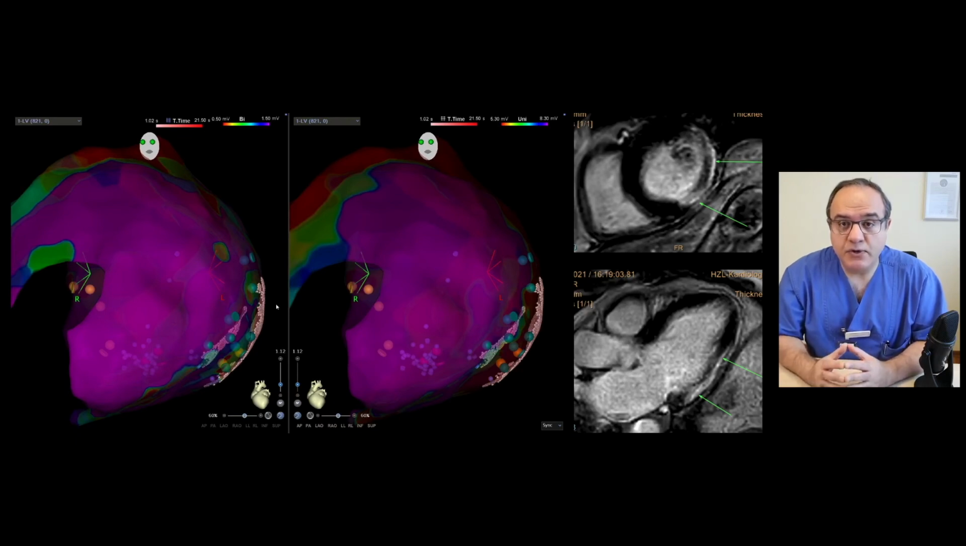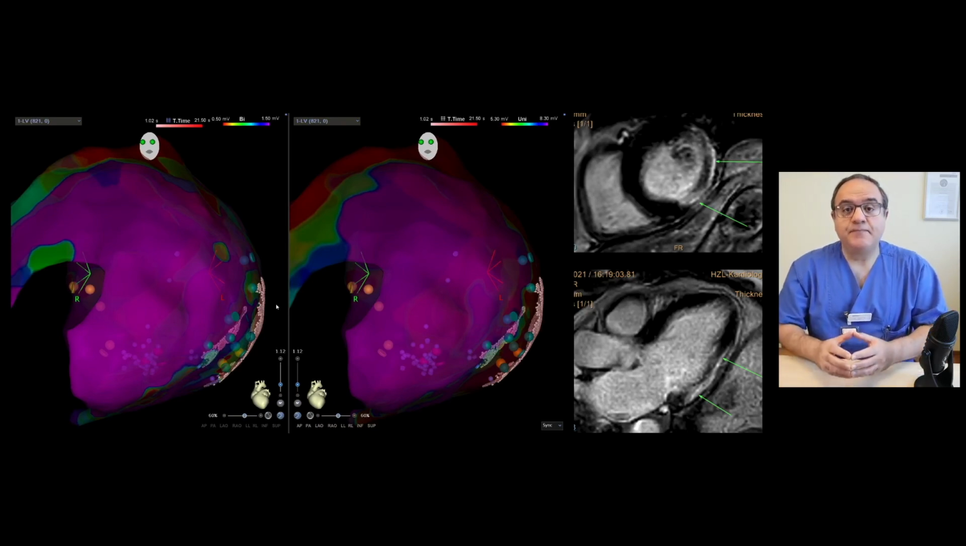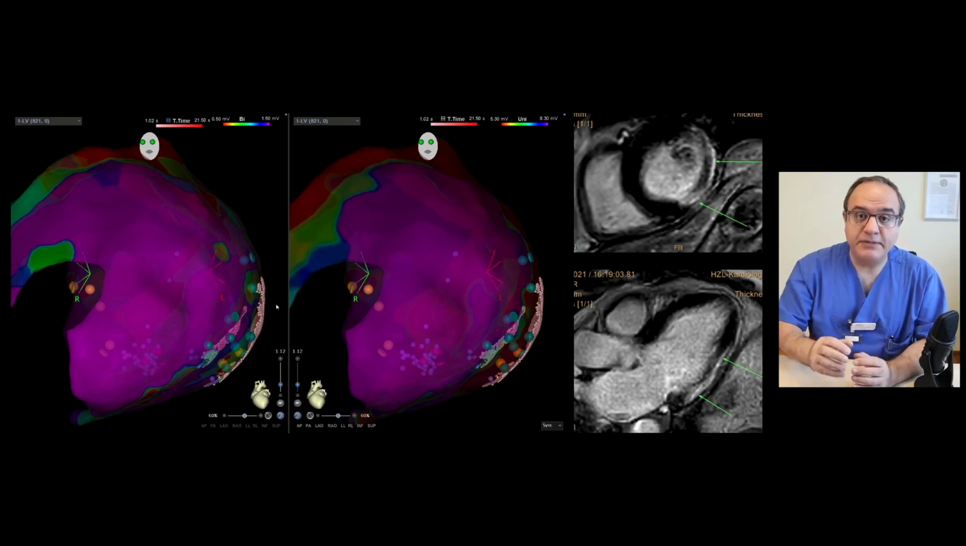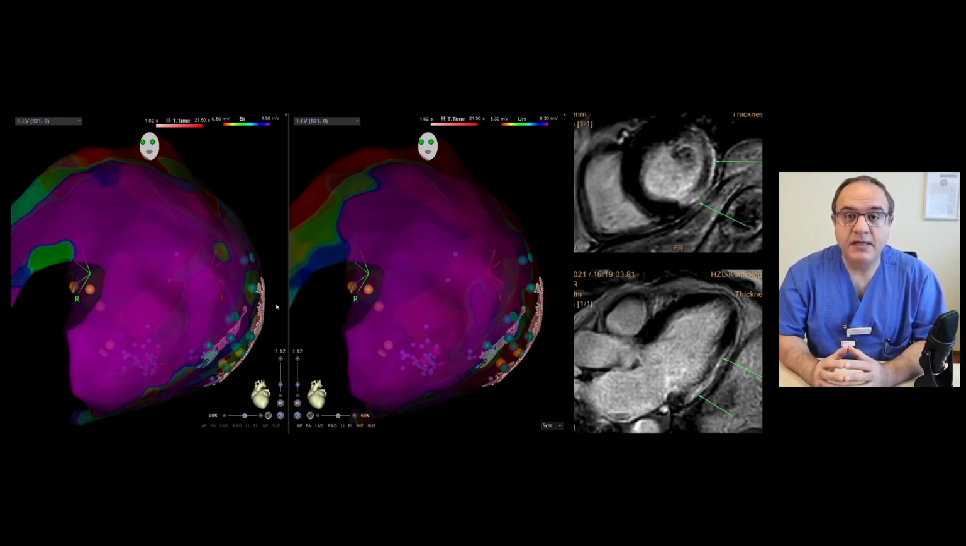So in conclusion, this is an interesting patient with hemodynamically stable ventricular tachycardia. In echocardiography and coronary angiography there was no clue to structural heart disease. However, MRI made the correct diagnosis, and this once again emphasizes the important role of imaging, especially the MRI, in evaluation of patients with ventricular tachycardia or suspected cardiomyopathy.